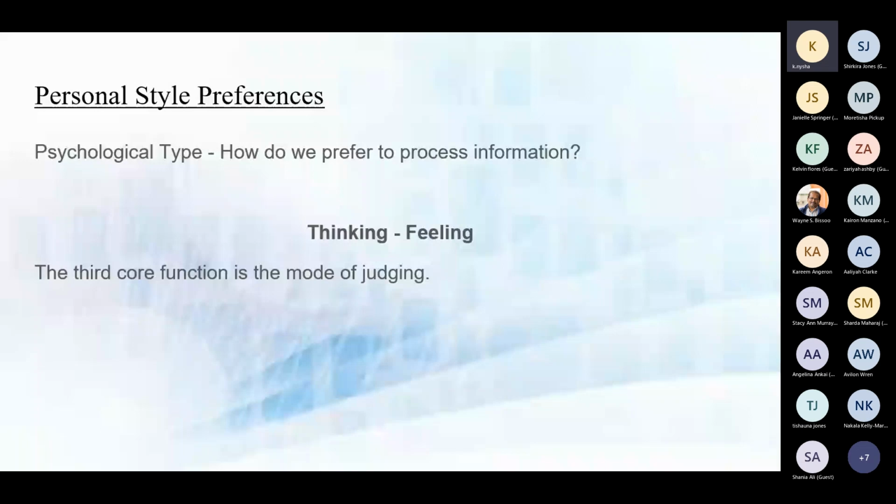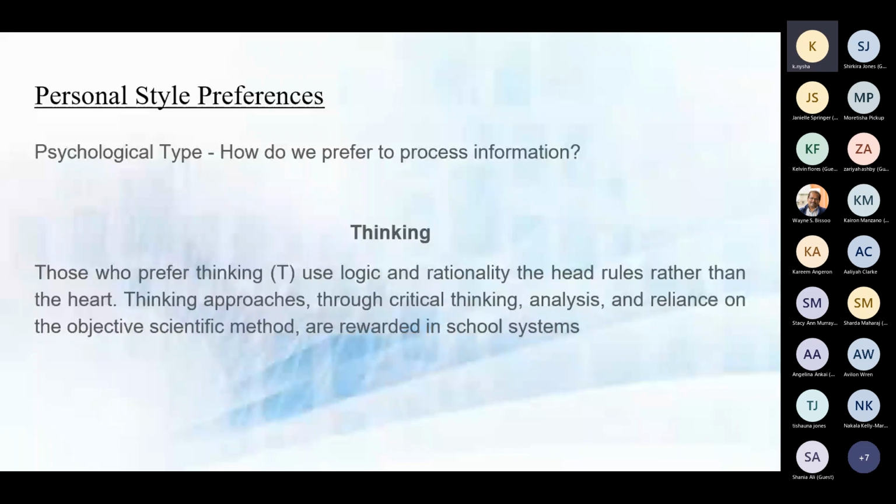So the third core function is how you process information, either through thinking or feeling. Feelers prefer to make judgments that account for relationships and that are important to human values and beliefs, with empathy and personal friendship. That's feeling. Thinkers, on the other hand, use logic and rationality. Their rule is head over heart. So they don't believe in what your heart thinks. They believe in what is logical or what makes sense.